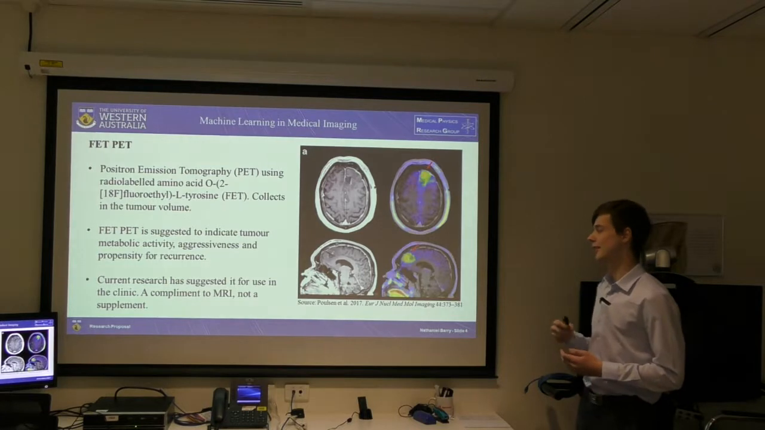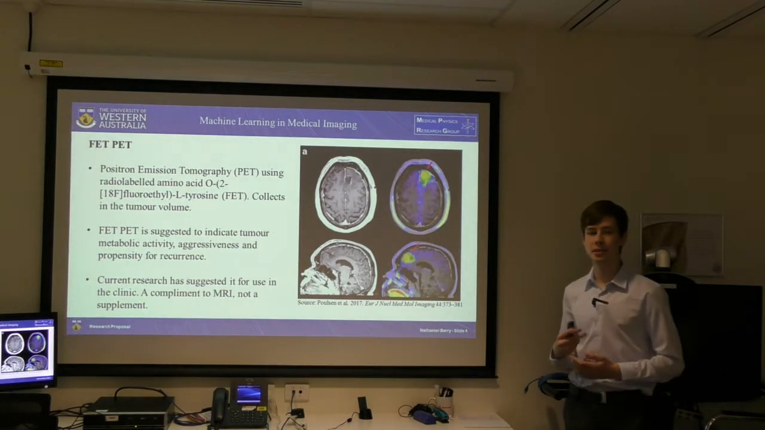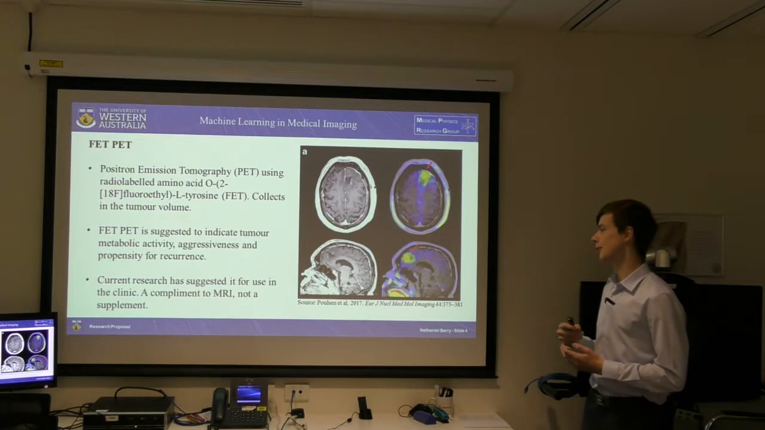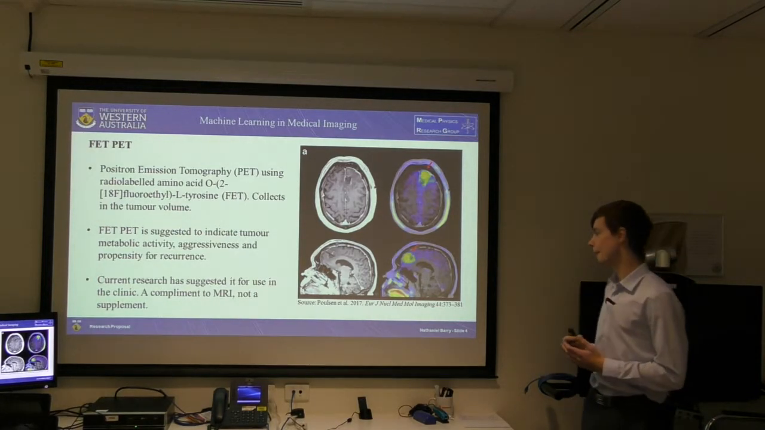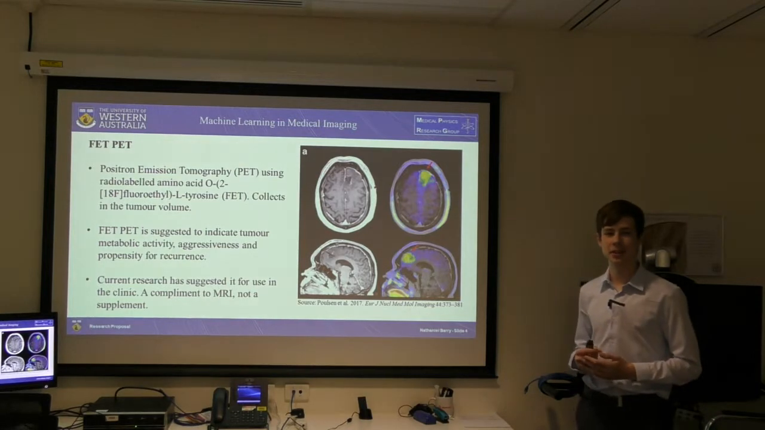Current research has suggested PET scans be used within the clinic. We want them to be used as a complement to MRI, but not as a supplement. What we want to do is verify results and standardize our method so we can justify this additional dose to the patient.